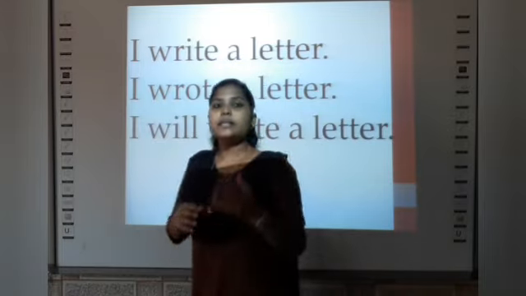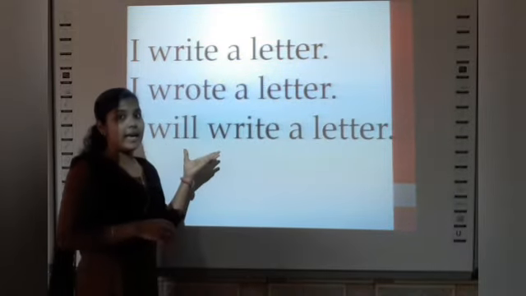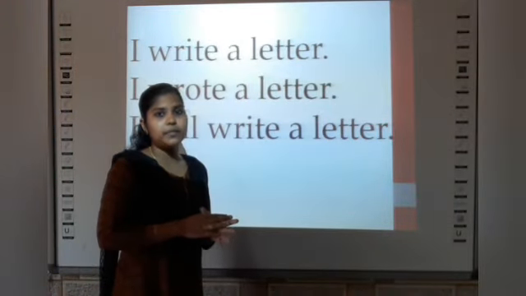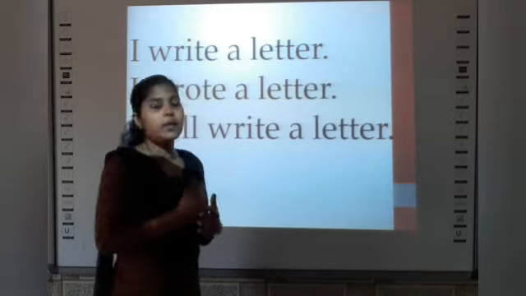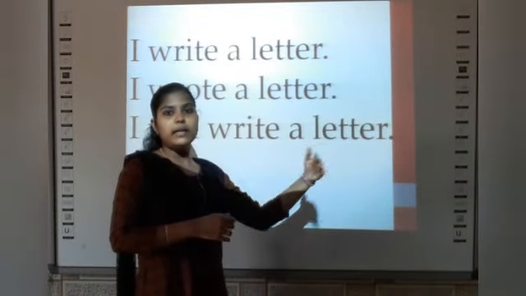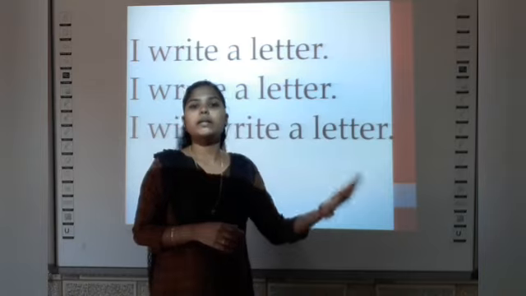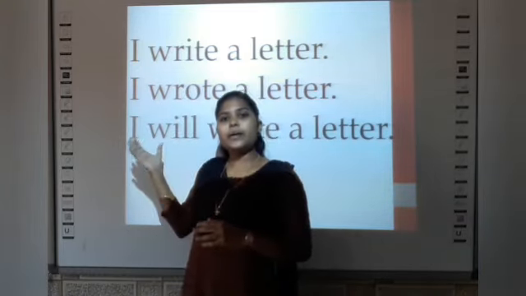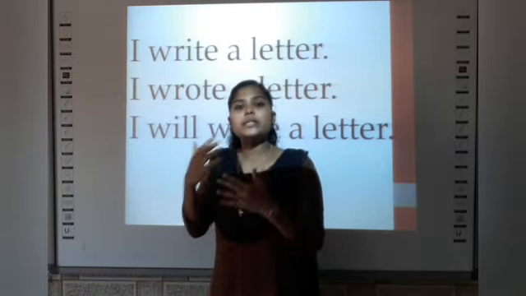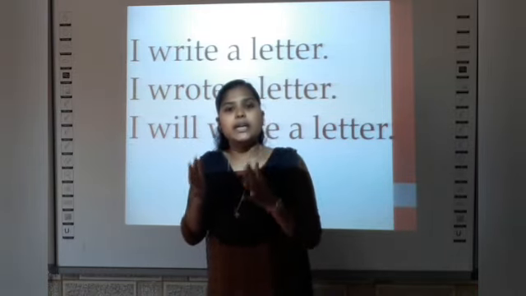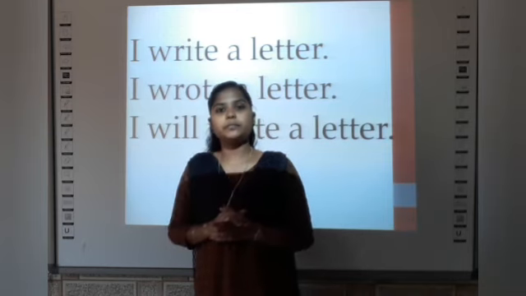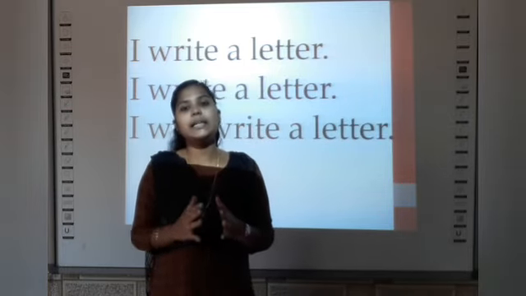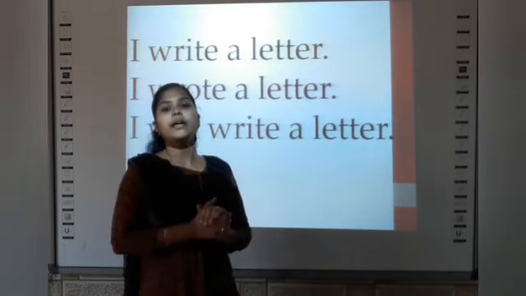I will write a letter. This word will indicates I am going to write. Till now I haven't written a letter. I am going to write. I will write a letter maybe today, in the evening, or tomorrow, or next week, or next month, or next year. So, this verb is denoting the time the action takes place, when it happened. So, this is what is called the different forms of verb, and it indicates the three forms of tenses.